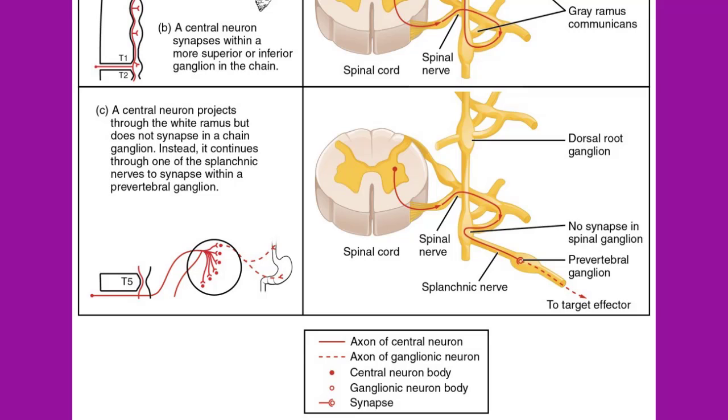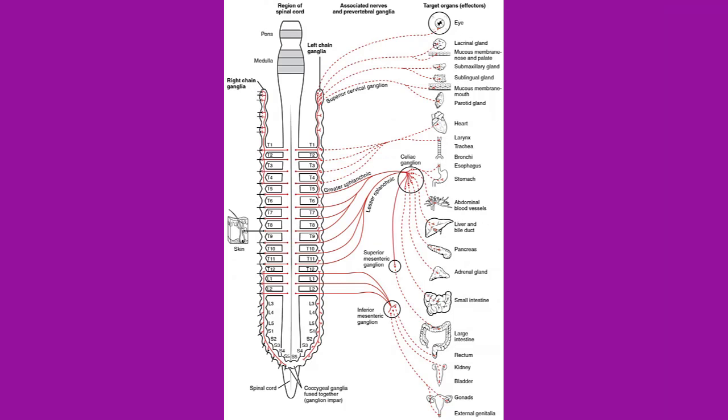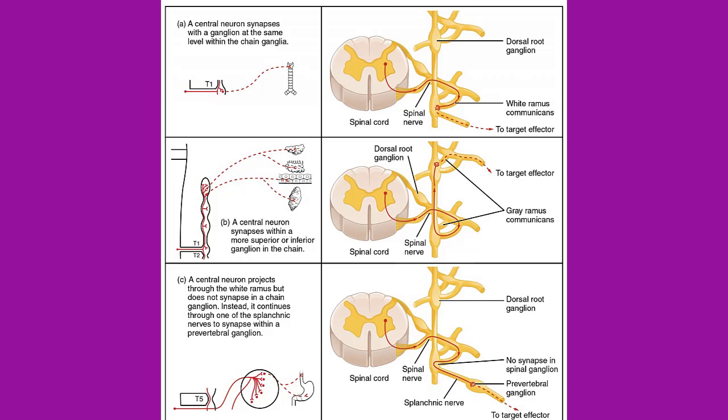The word celiac is derived from the Latin word coelom, which refers to a body cavity, and in this case the abdominal cavity, and the word mesenteric refers to the digestive system. An axon from the central neuron that projects to a sympathetic ganglion is referred to as the preganglionic fiber or neuron and represents the output from the CNS to the ganglion.